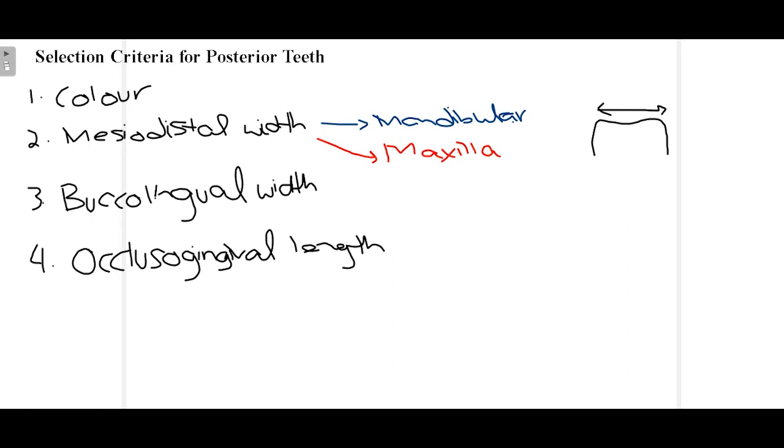Lastly, talking about occlusogingival length, the occlusogingival length of the teeth should correspond directly with the interarch space available. If the space is less, smaller teeth should be used. If space is more, larger teeth can be used.